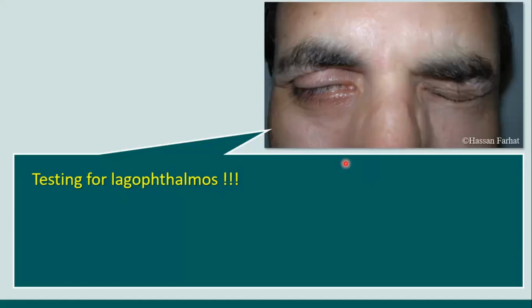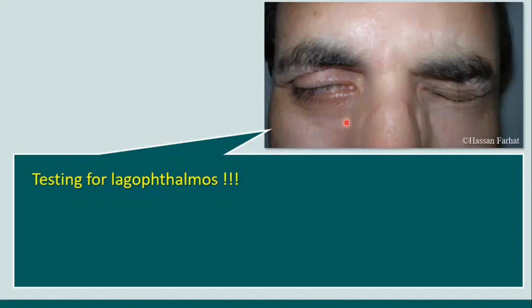And if we have severe Bell's palsy, like severe weakness of the orbicularis, even with forcible closure of the eyelids, there is still lagophthalmos. So this is a severe case of weakness or paralysis of the orbicularis, that we have lagophthalmos even with forcible closure of the eyelids. I don't know if you got my point or not.